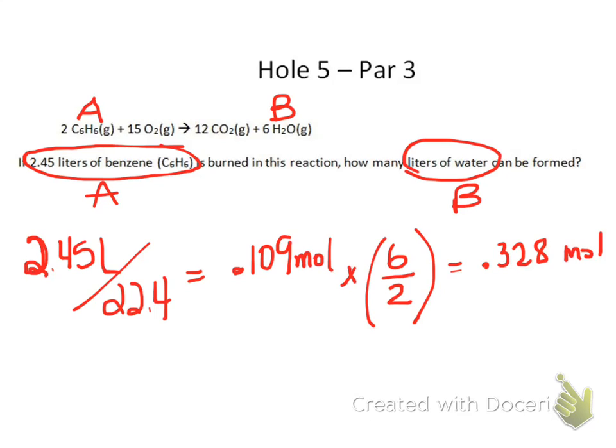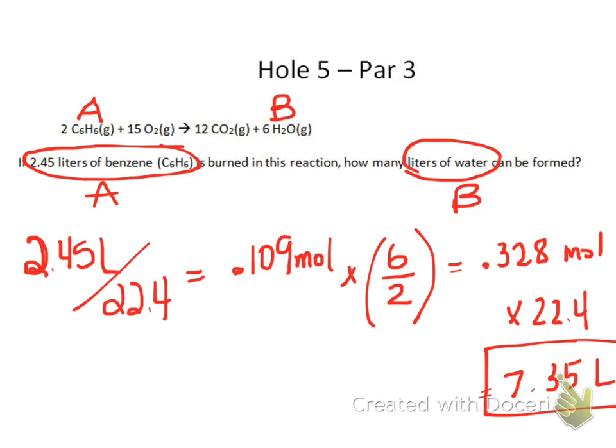By what? Multiply it by 22.4. Don't act like you guys are smart. You don't know what you're doing. You're like, no, really, I don't. Yes, you do. All right. In fact, you'll end up with 7.35 liters because you went through that entire stoichiometry process.